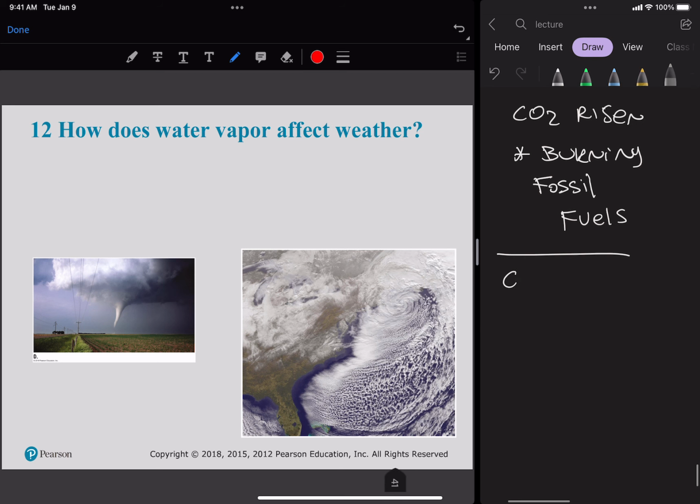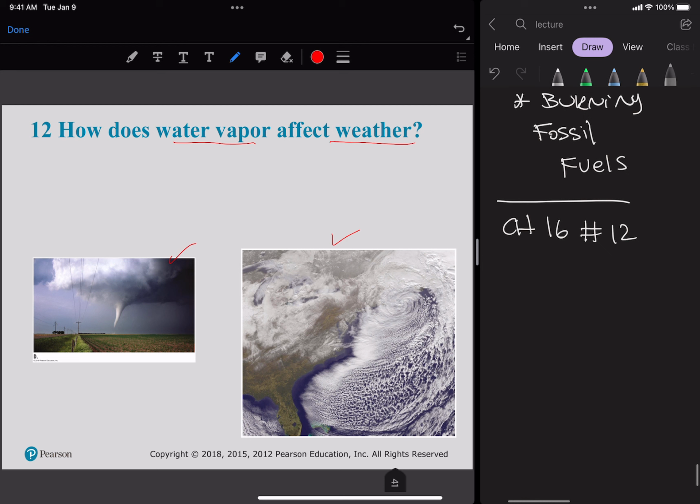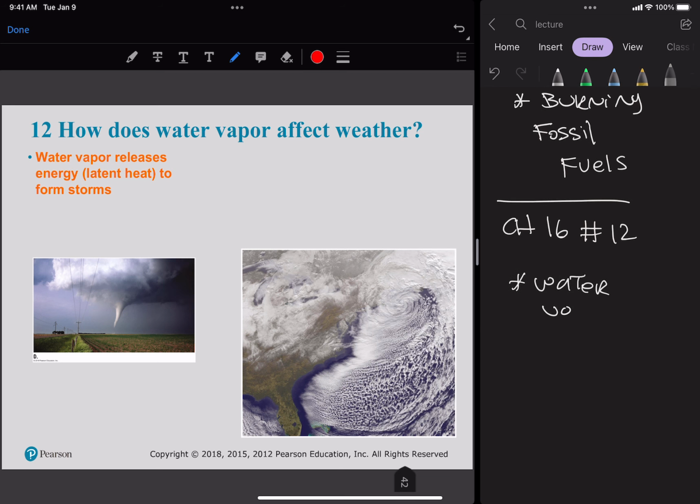Next question, chapter 16, number 12. How does water vapor affect weather? So we have two examples here. So what water vapor does is it fuels the storms. Water vapor releases energy, or releases heat, to fuel storms.